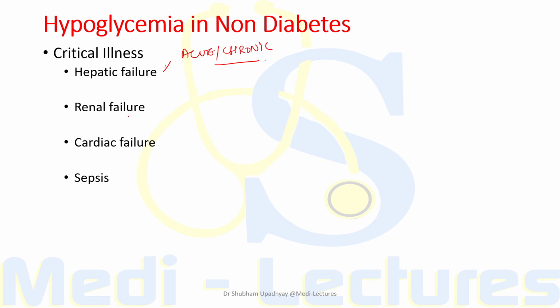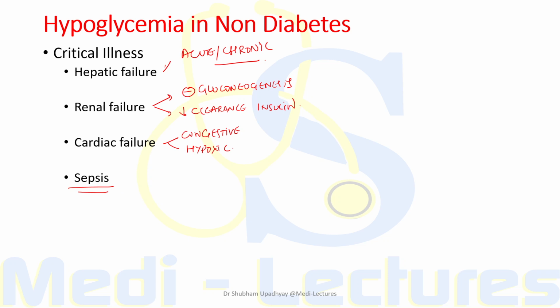Now, renal failure can lead to hypoglycemia. As we all know, the kidney is a site of gluconeogenesis, so gluconeogenesis will be affected, and renal failure will also lead to impaired clearance of insulin. So the insulin levels will be increased, leading to hypoglycemia. In cardiac failure, the exact mechanism is not known, but it can lead to congestive hepatitis as well as ischemic hepatitis or hypoxic damage to the liver.